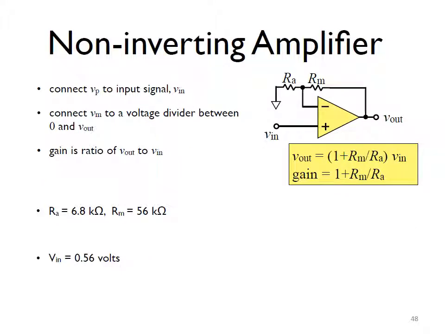Again, we have a couple other examples for our non-inverting amplifiers here. Connect VP to the input signal. We connect our VM to our voltage divider between 0 and V out. Our gain is the ratio of V out to V in. RA equals 6.8 kiloohms, RM equals 56 kiloohms, and our V in equals 0.56. We can plug these into the equations, plug and chug to get our gain, and then multiply our gain by our V in to get our V out.